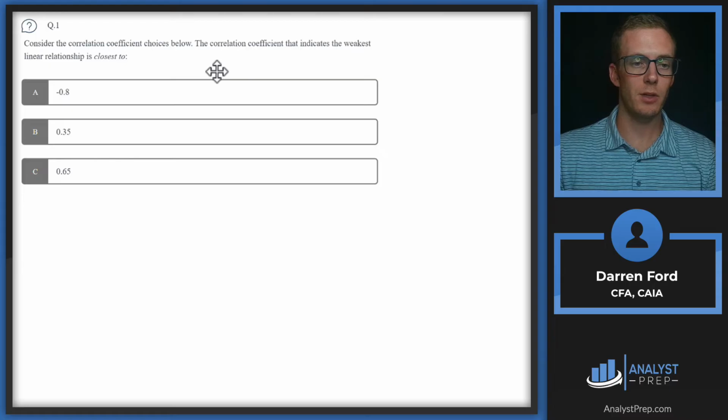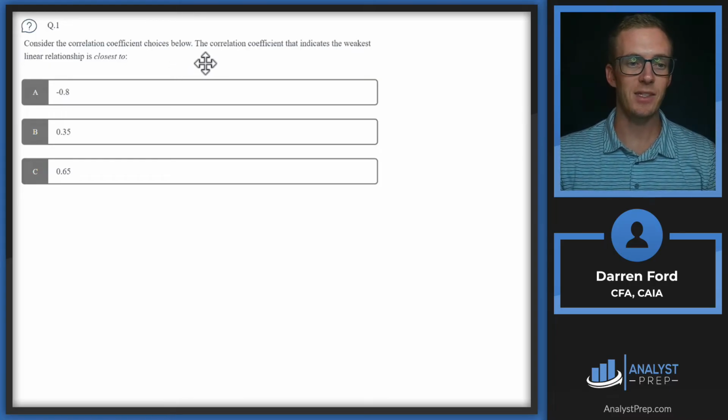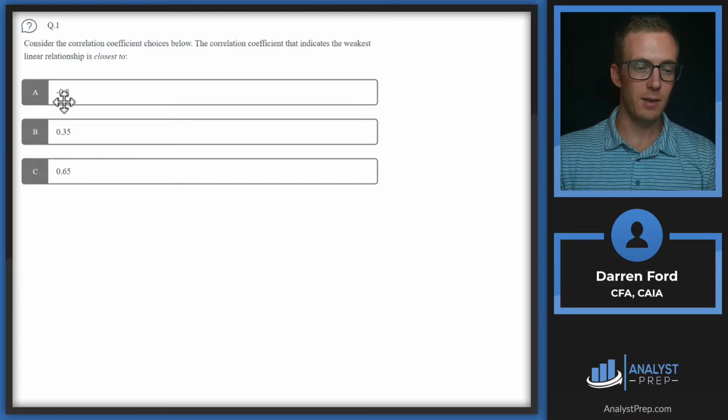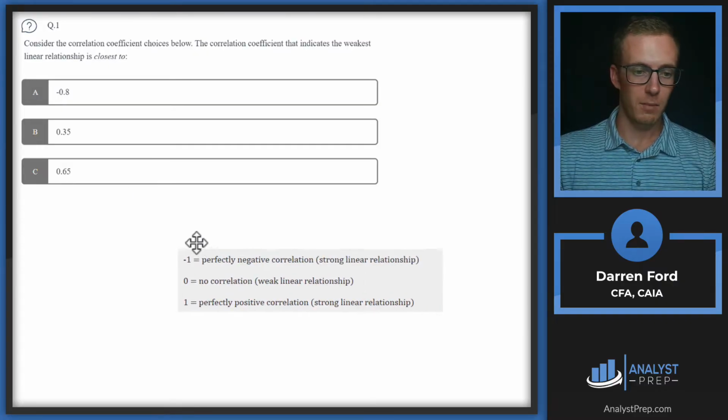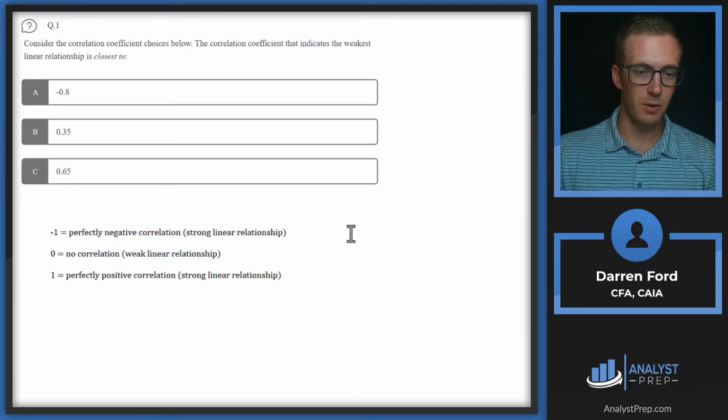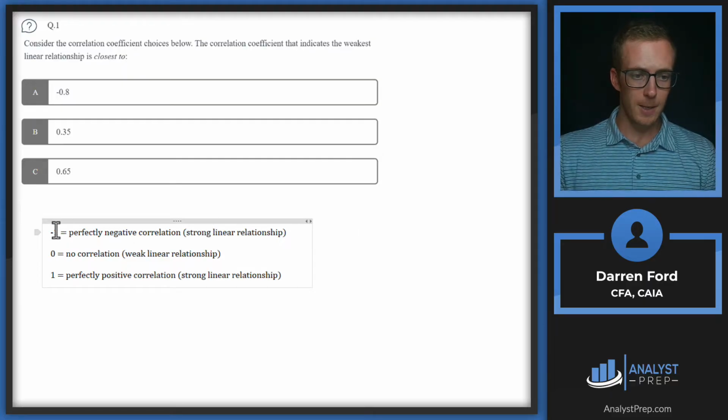Consider the correlation coefficient choices below. The correlation coefficient that indicates the weakest linear relationship is closest to minus 0.8, 0.35, or 0.65. I'm going to pull in my little cheat sheet table here so we can walk through this.